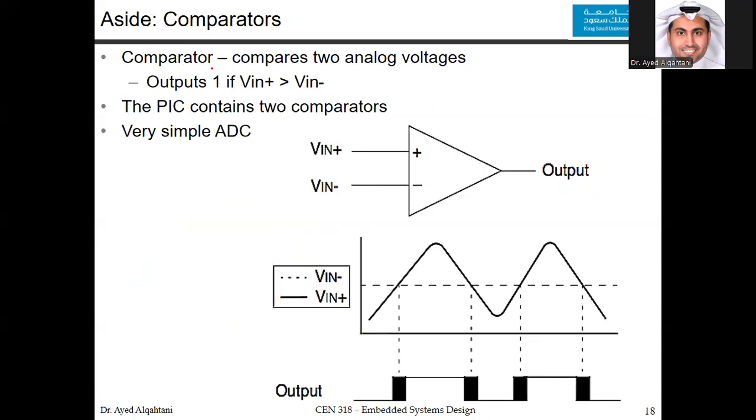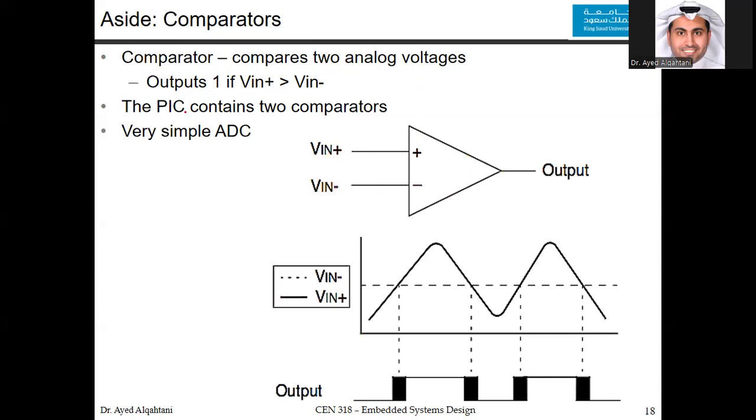The analog comparator compares two analog voltages. You have an output this way, and you have two analog inputs, one in the plus and one in the minus. So we have Vn plus and Vn minus. Now the output is 1 if Vn plus is larger than Vn minus. It's going to be 0 the other way.